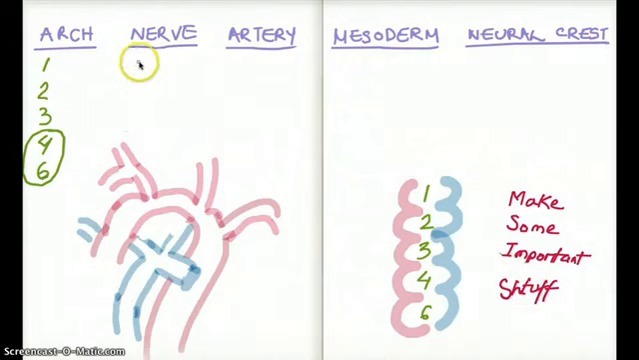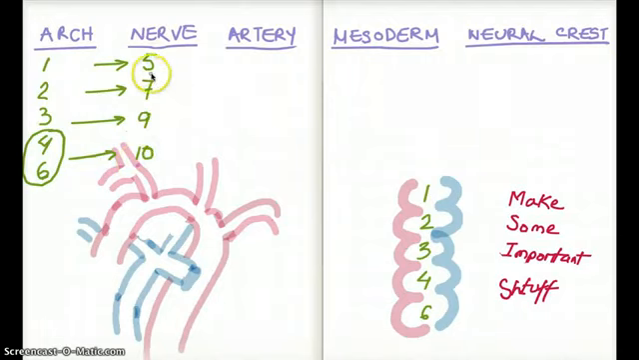First, let me write down the cranial nerves associated with these brachial arches. Brachial arch 1 is going to give rise to cranial nerve 5. 2 is going to give rise to 7. 3 is going to give rise to 9. And 4 and 6 is going to be 10. Both of them are going to be 10. See how it's skipping one until 9 and 10? So 5 skipped 6, 7 skipped 8, 9, and then 10. So far, not so hard, right?